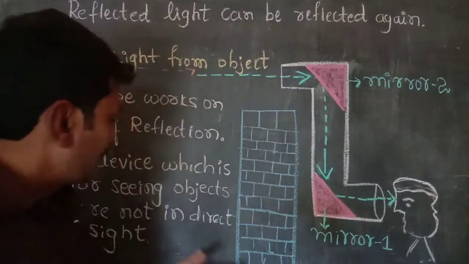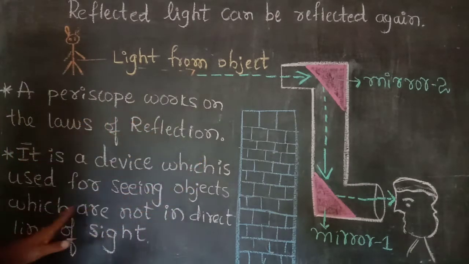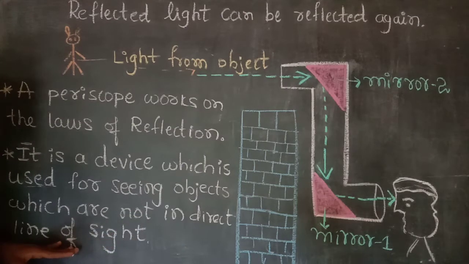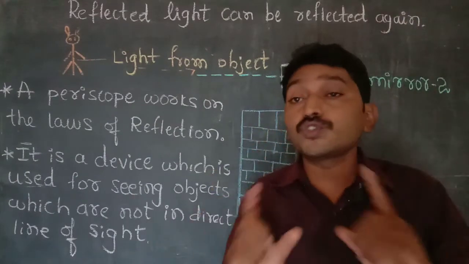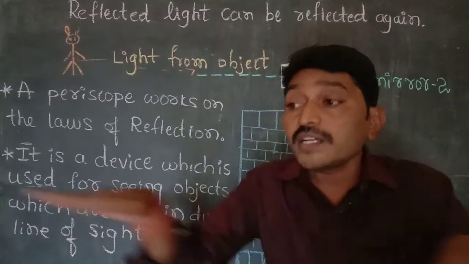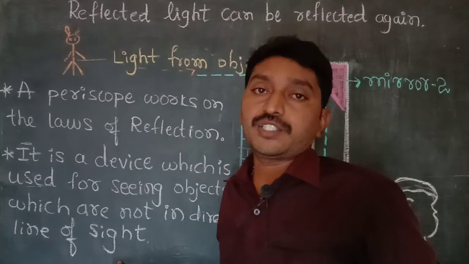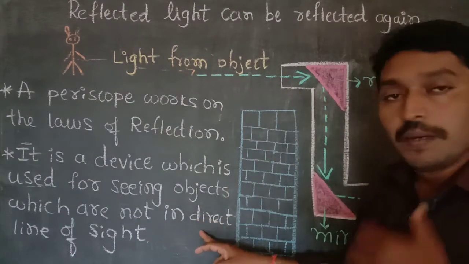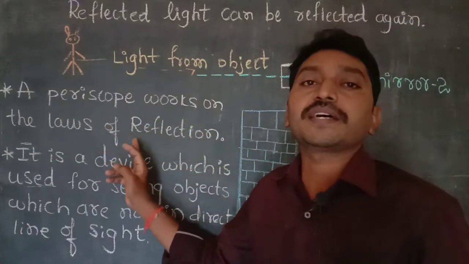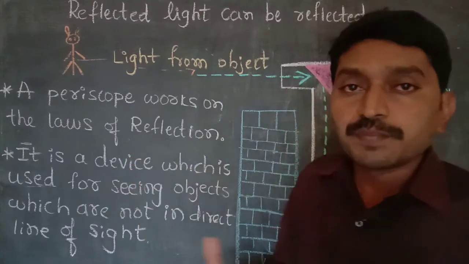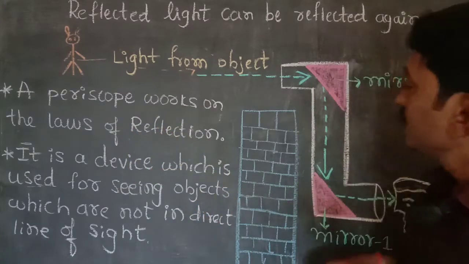First, the periscope. A periscope is a device which is used for seeing objects which are not in the direct line of sight. Means the objects are not in the same plane, not in a direct line of sight. It is called a periscope. A periscope works on the principle of the laws of reflection.